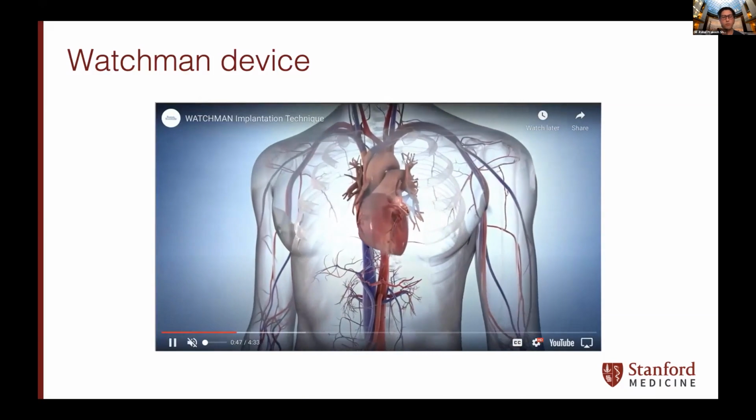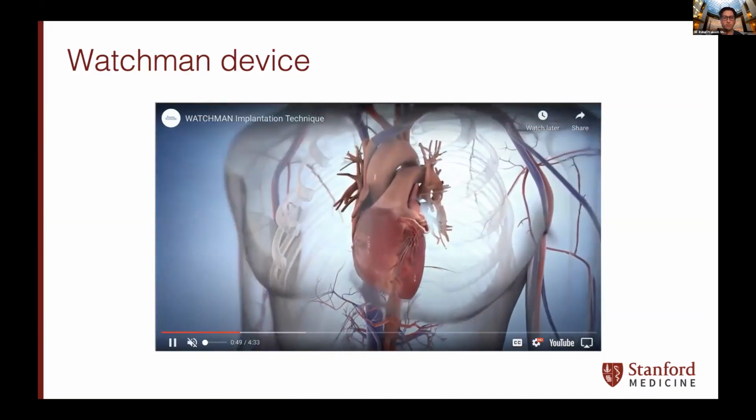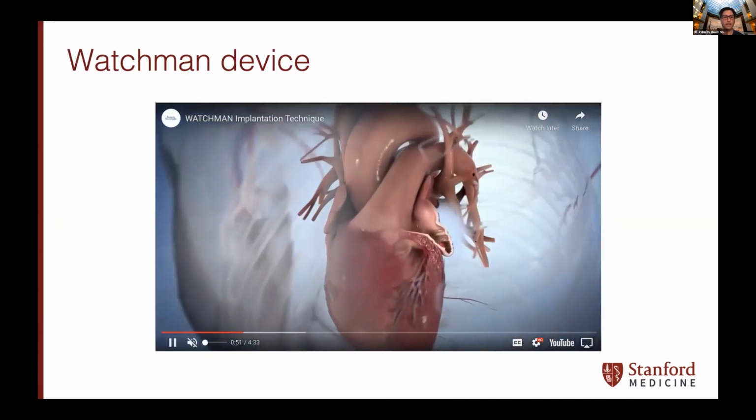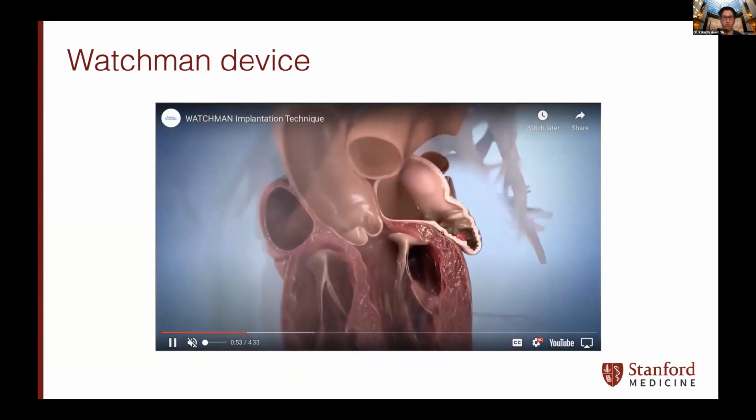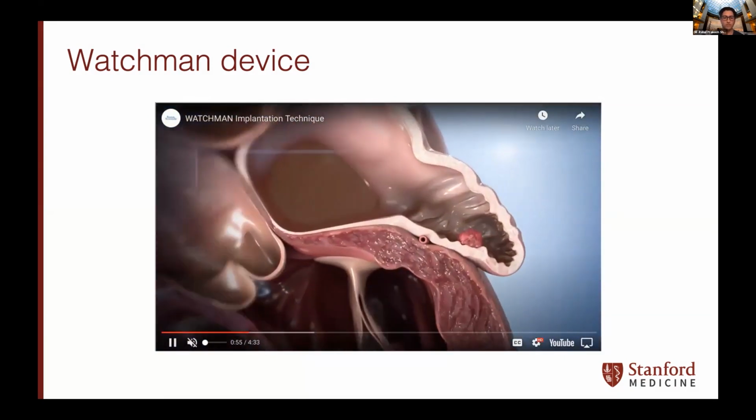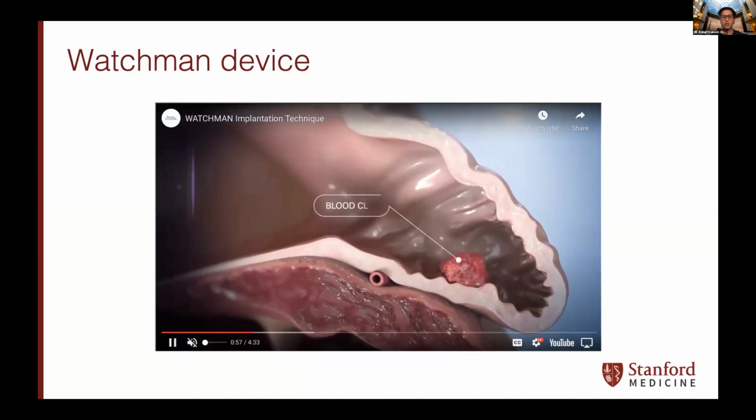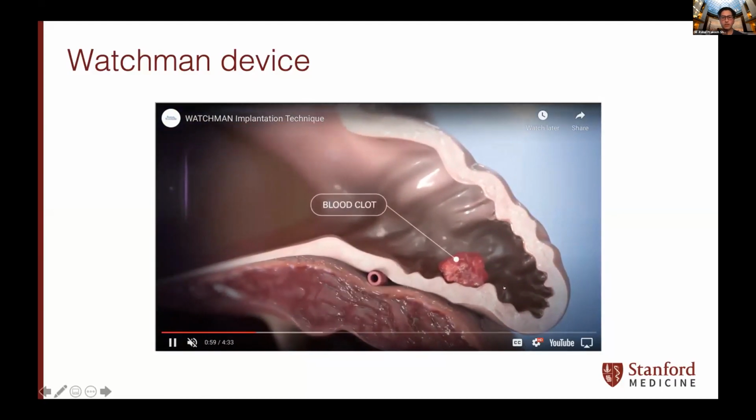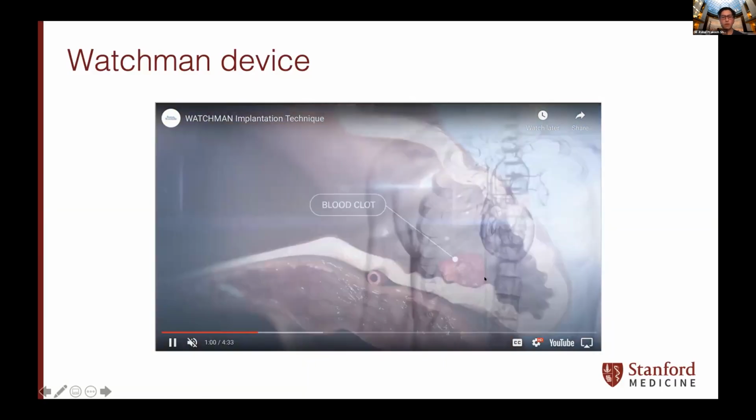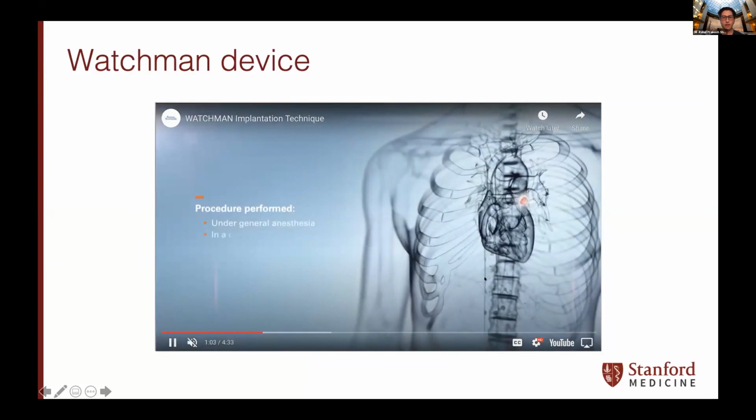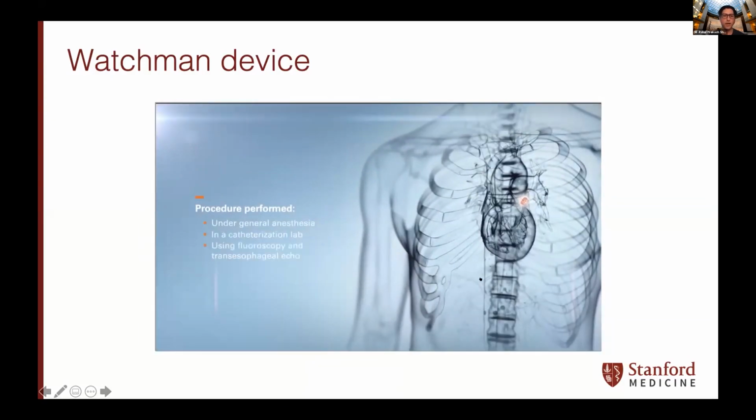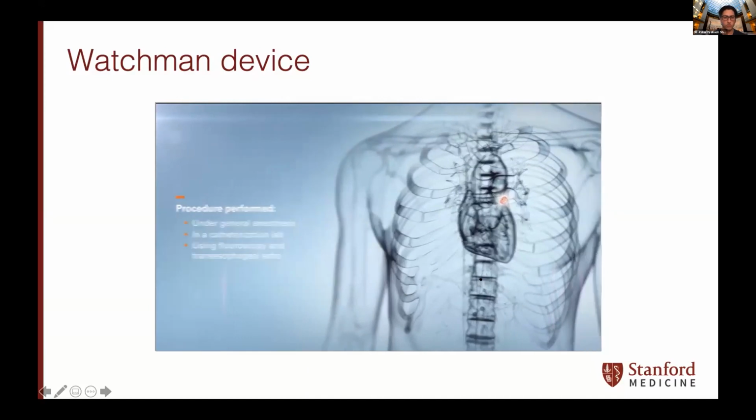And that's very important for elderly patients who are at high risk of bleeding, whether it's because of impaired kidneys, because of frequent falls, or simply because of advanced age. So what you see here is this area called the left atrial appendage. And because of low blood flow, blood clots can form in that area. And those blood clots can migrate to the brain and catastrophically cause a stroke.